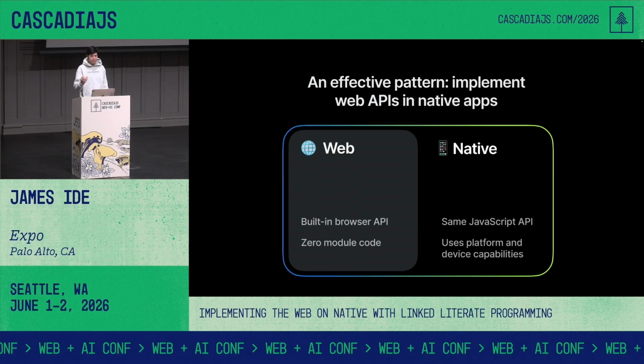And on native, we use Expo's native module system to implement web APIs using native code and the OS and device's native capabilities. The goal here is to create a common API across all platforms that then lets us share application code on top. And the web camera spec is a great stress test for a common API.